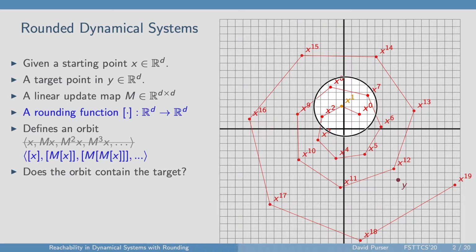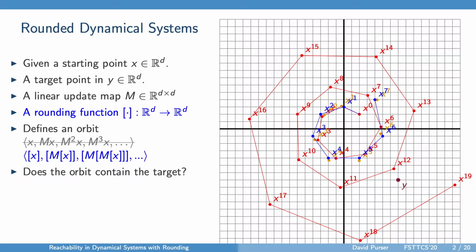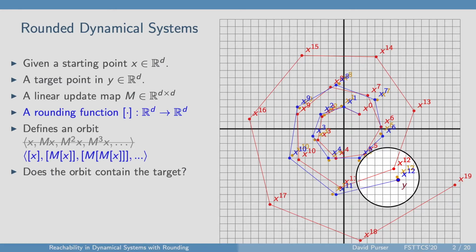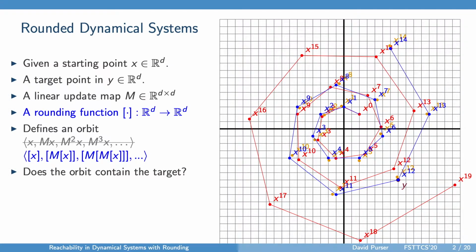So the rounded dynamical system moves to the next point, but then remaps to the nearest grid point. For the next point, we rotate by applying the matrix, and then we round. We rotate, and we round, and so on. Now we can ask if this different orbit is going to hit the target y. Indeed, this orbit does hit the target y, and so this introduction of rounding leads to a different answer to our reachability questions.